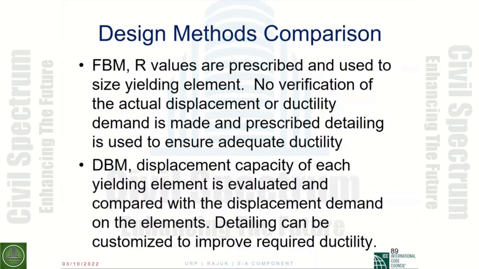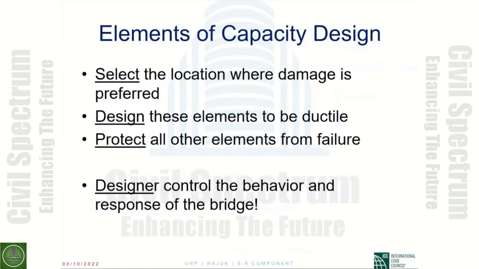For the displacement-based method, it is the displacement capacity of the yielding element. You have to evaluate it. You have also to compare it to the displacement demand, and you have to detail it so that you will be able to get the required displacement. So these are the elements of the capacity design.